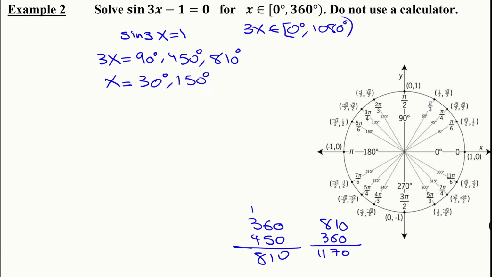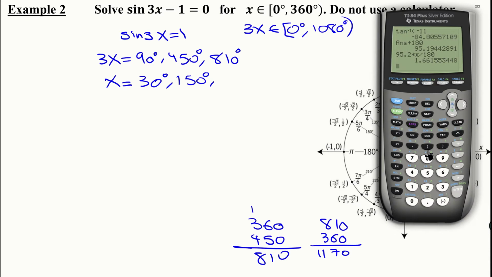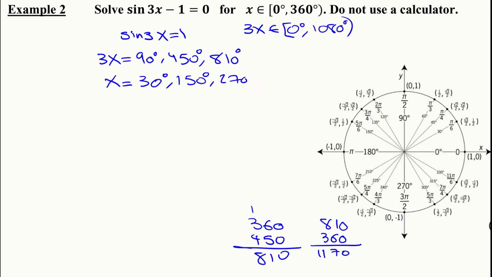450 divided by 3 is 150, and 810 divided by 3, let's be safe and calculate that. I believe it's 270, but let's be safe. 810 divided by 3, yes, 270. So 270 degrees, and that's it. Those are all the solutions that are going to satisfy that equation.